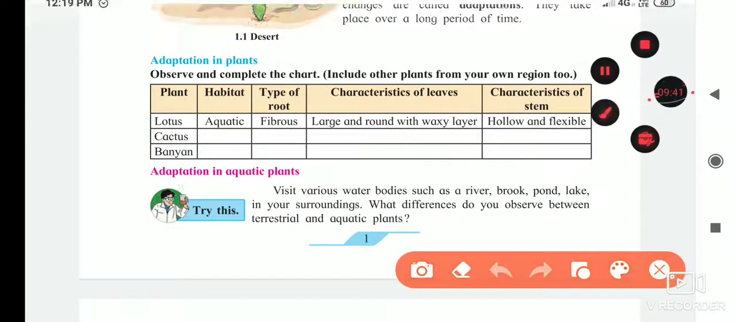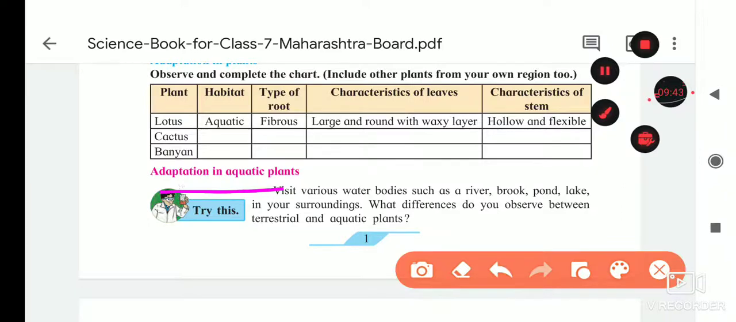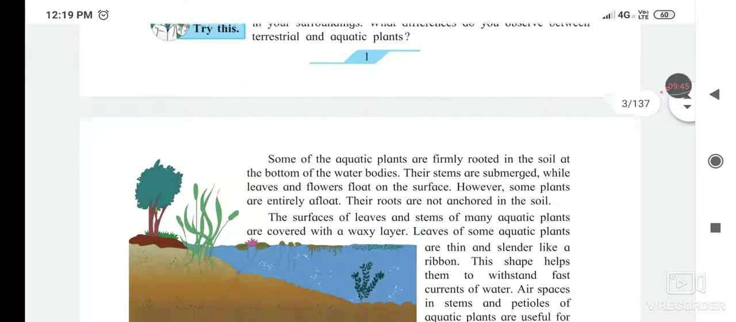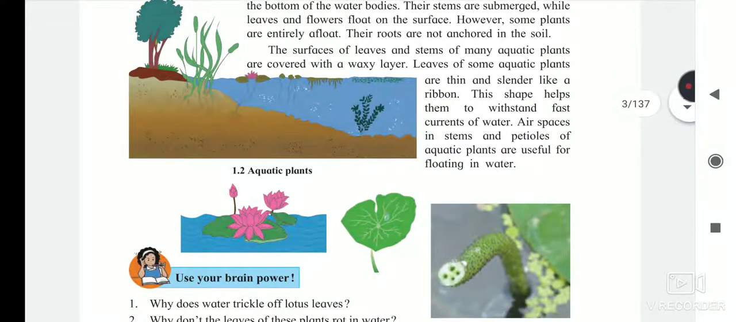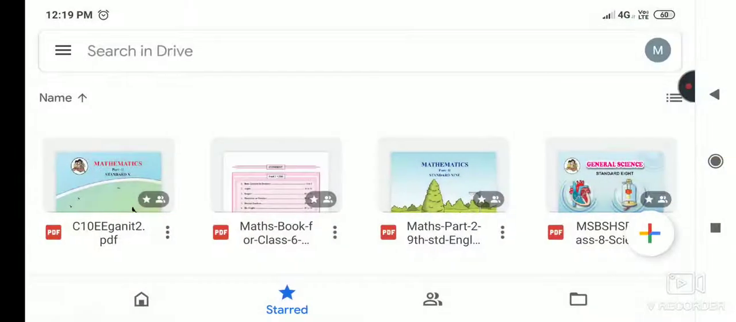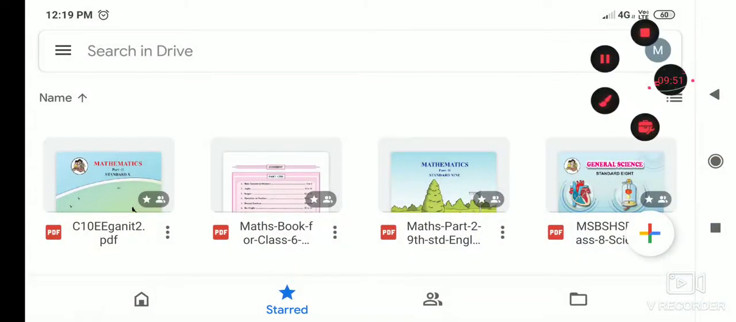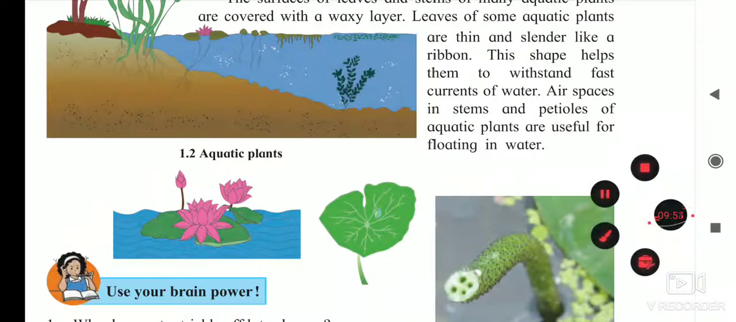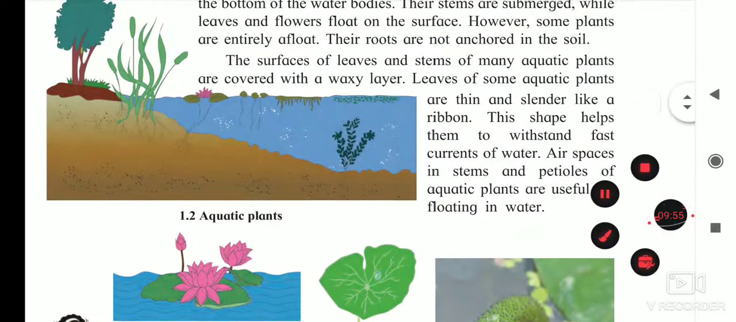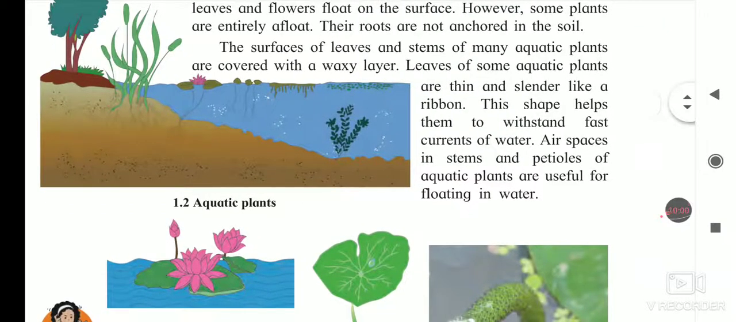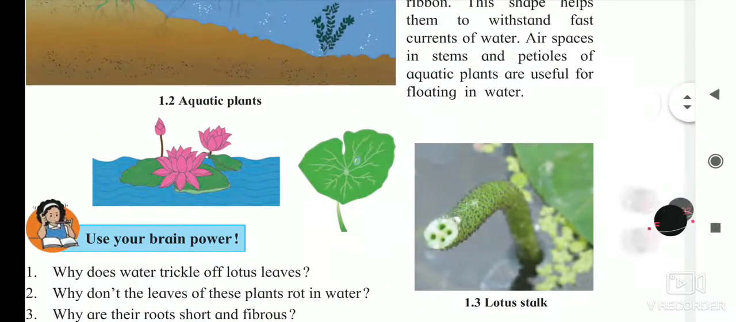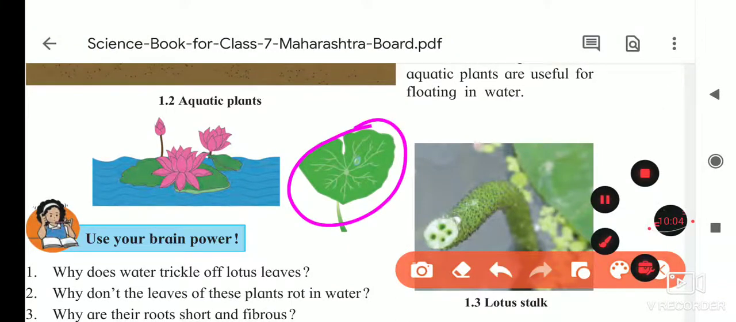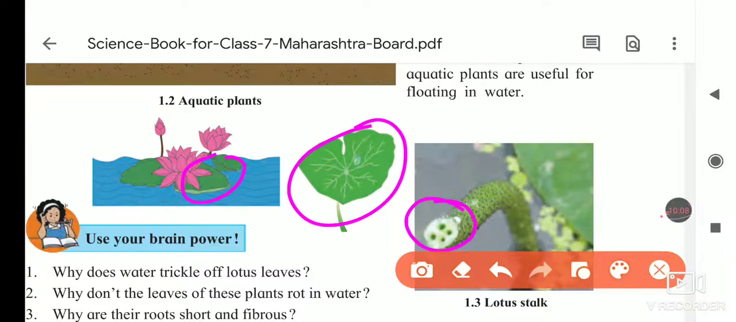First of all, what do we see? Adaptations in the aquatic plants. Which adaptations are seen in the aquatic plant? These plants have flat leaves. You see in the picture, they have flat leaves, and they have a waxy coating on the surface. Also, there is air space in the stem. These adaptations are seen in the aquatic plant.